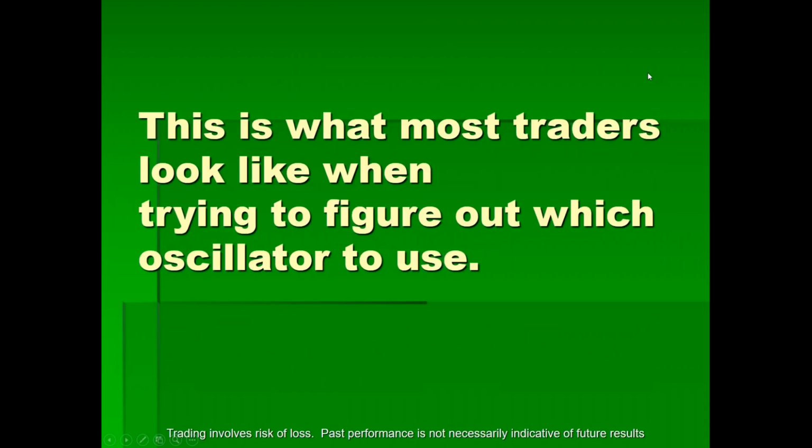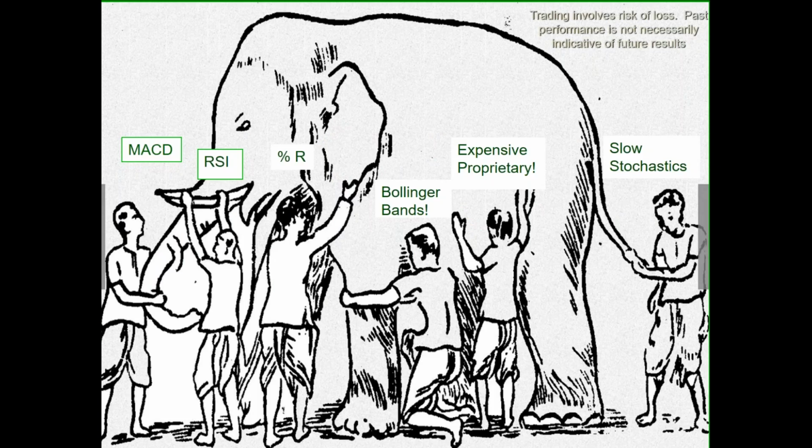This is what most traders look like when they're trying to figure out which oscillator to use, and then people get really, really confident about what they have and what they're working with and how it can describe the market action. Do you remember the story about the 6 blind men? Each one went to a different part of an elephant, and just by feeling one part, they're trying to tell you what that whole thing is that they're feeling, right?